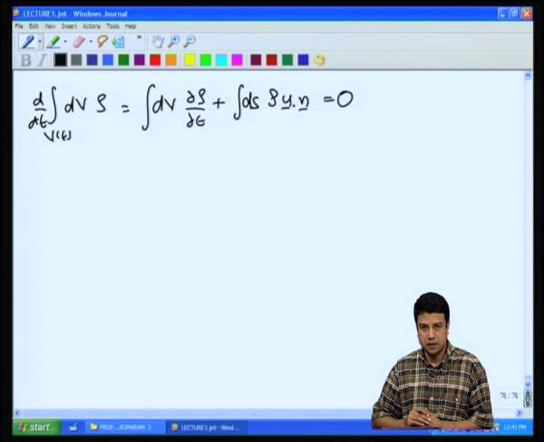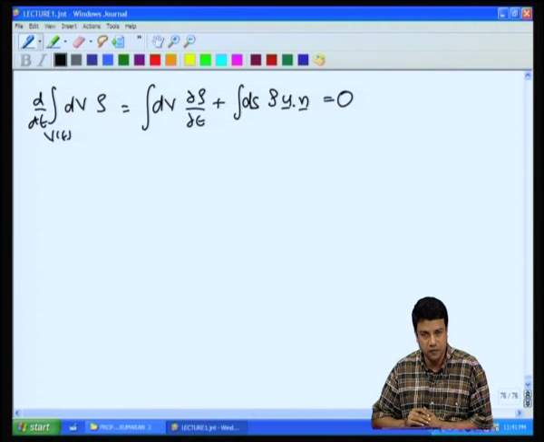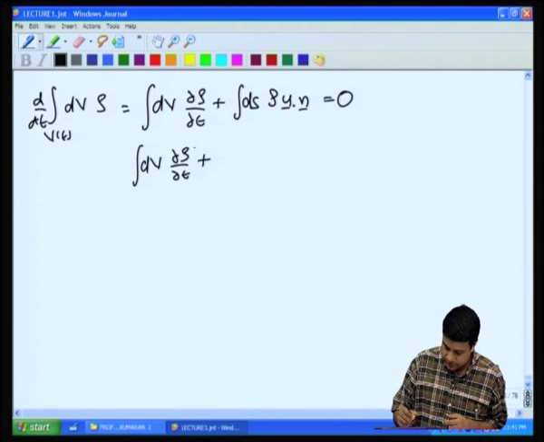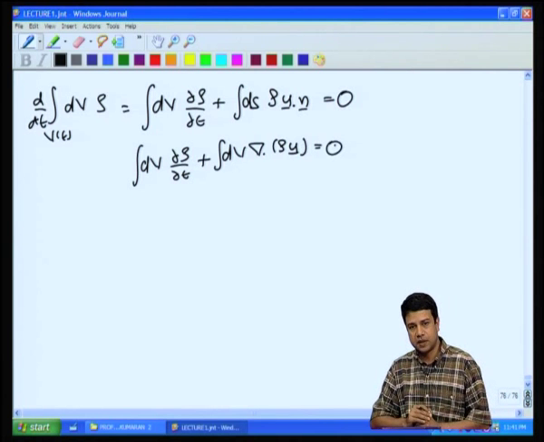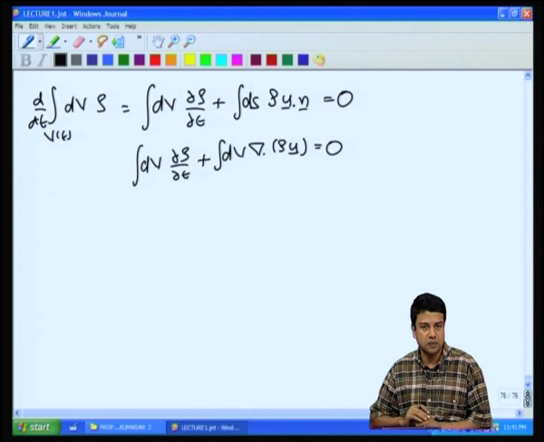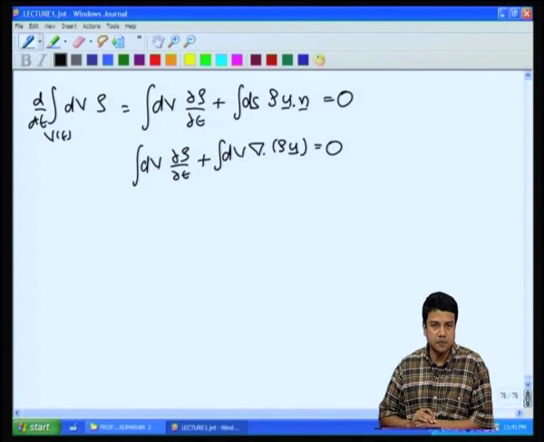Vector dot n integrated over a surface is equal to the divergence of that vector integrated over the volume. So, this integral dV partial rho by partial t plus integral dV of del dot rho u is equal to 0. And this has to be true for every volume within the fluid, because it is true at each and every point within the fluid. If it is true for each and every volume that I can consider, this is true at each point within the fluid.